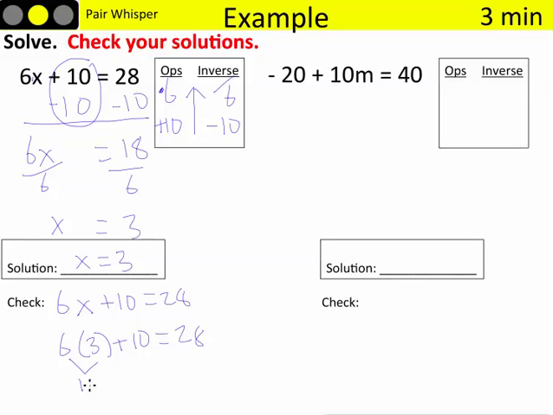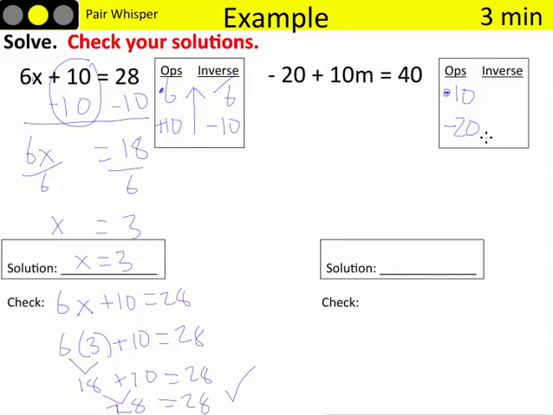I know that 6 times 3 is 18, and 18 plus 10 is 28. So I know that my solution is correct. Over here, let's try and see what operations we have. I see that m is touching this 10. That means it's being multiplied. And then it's being added by negative 20, which is the same as subtracting 20.